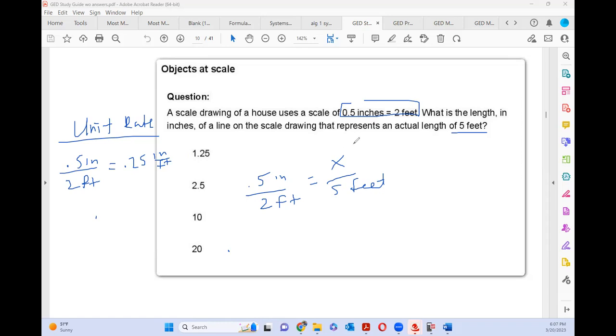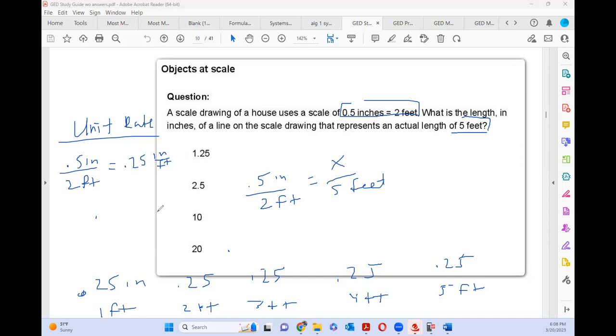So if I want to know how long 5 feet is, if I got 0.25 inches for 1 foot, and another 0.25 for the second foot, and another 0.25 for the third foot, and another 0.25 for the fourth foot. You're adding, but what is it when you add the same thing multiple times? 1, 2, 3, 4. You multiply. That's multiplication.